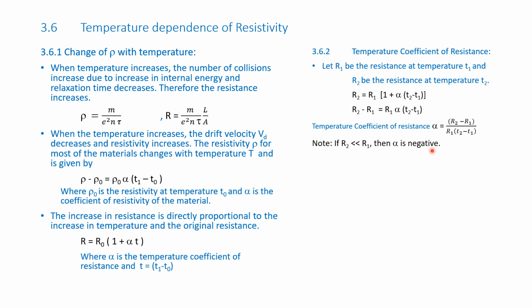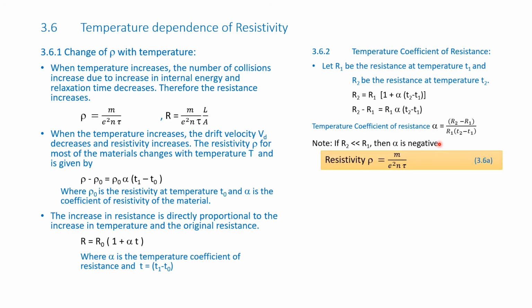Note, if R1 is greater than R2, that is the minus sign here, then alpha is negative. Some materials show the characteristic that when temperature increases, their resistance decreases. For them, alpha is negative.